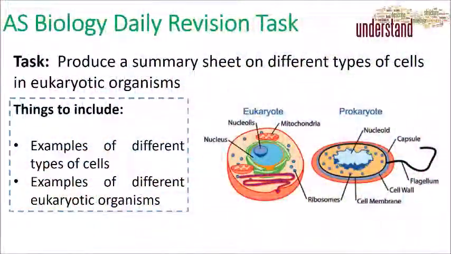Hello biologists, in this revision task today you are asked to produce a short summary sheet on different types of cells in eukaryotic organisms. You will need to go through and give examples of each type of cell. Right, so I'm just going to have a quick run through of the different types of cells that you can include.